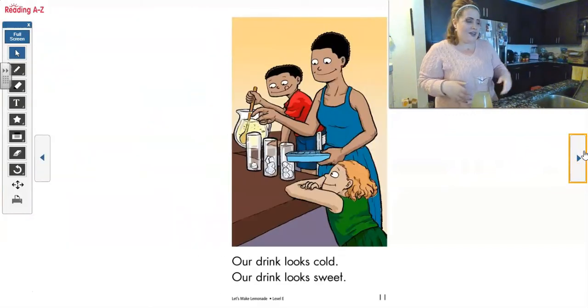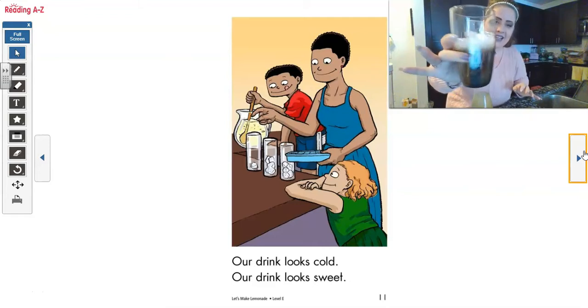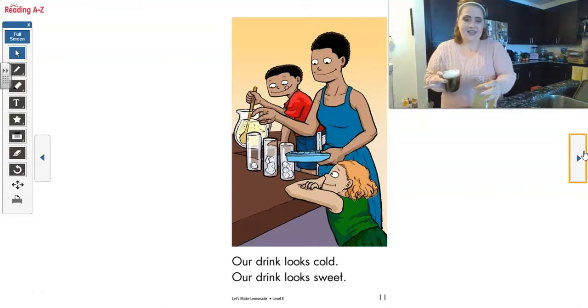All right, so now it looks like they have glasses with ice in them. So I have this glass with ice in it.